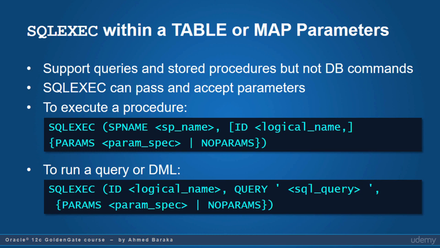To execute a procedure within a SQLExec function, use the format as shown in the slide. After the SPNAME keyword, you put the procedure name that you want to call. After the ID keyword, you put any ID characters to give a logical ID name to your execution. After that, you pass the values of the input parameters of your procedure. To run a query or DML in SQLExec, you use the query keyword. Please notice there is a space between the first quote and the query code, and between the end of the query code and the closing single quote.